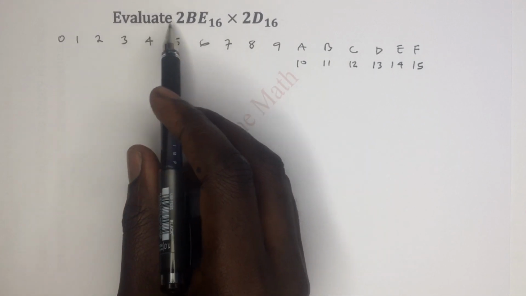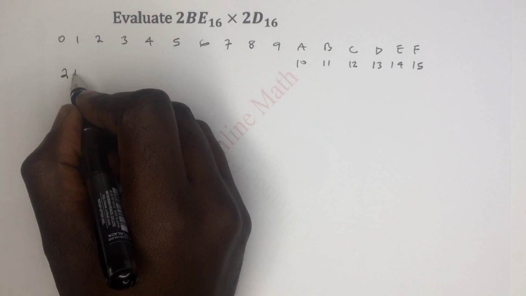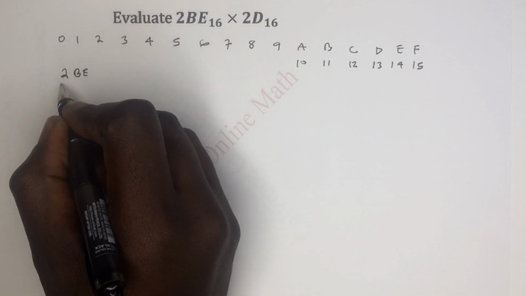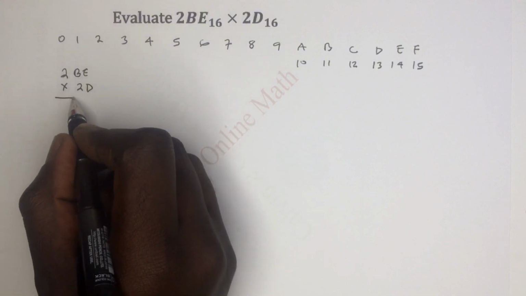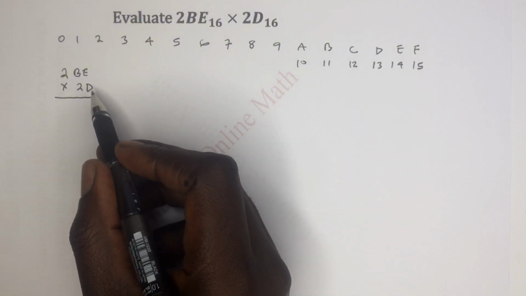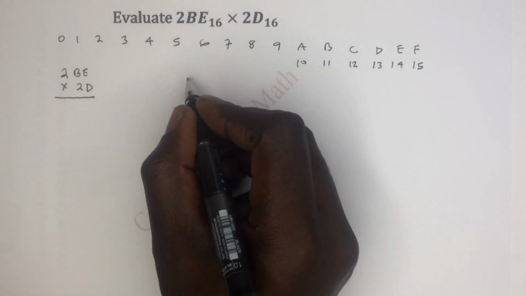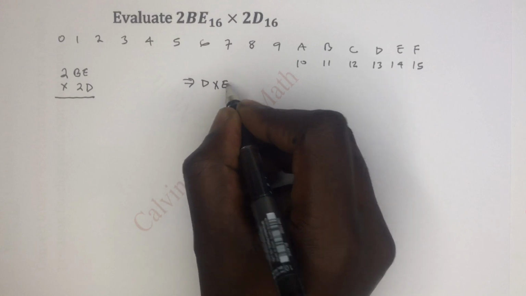So we have 2BE times 2D. That is what we want to work with. The first step is to take D times E.